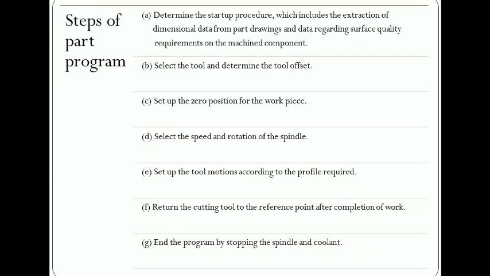These are the steps of part program. We have to extract the dimensional data from the part drawings, and data regarding the surface quality also has to be extracted. Then we have to select the tool and determine the tool offset required. Then we have to set up the zero position for the workpiece.